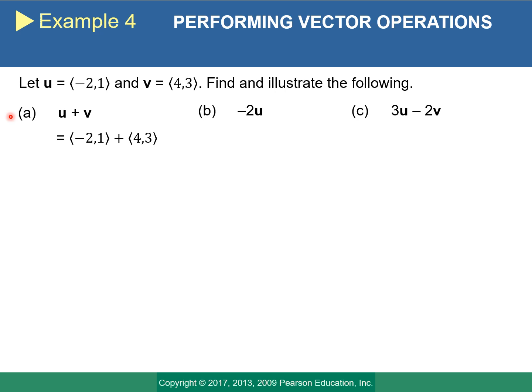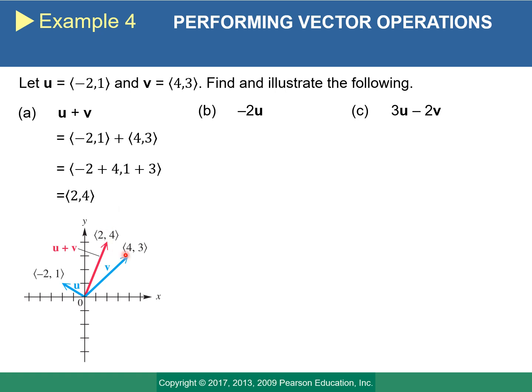Okay, so we're adding our two vectors, and remember what we discussed: you're just going to add individually the horizontal components and then separately the vertical components. So the horizontal components, -2 plus 4, and then the vertical was 1 plus 3. So our new vector, our resultant, is the vector (2, 4). So here's what that would look like along with the original two.